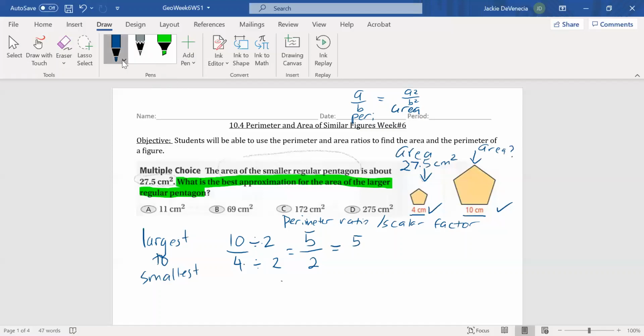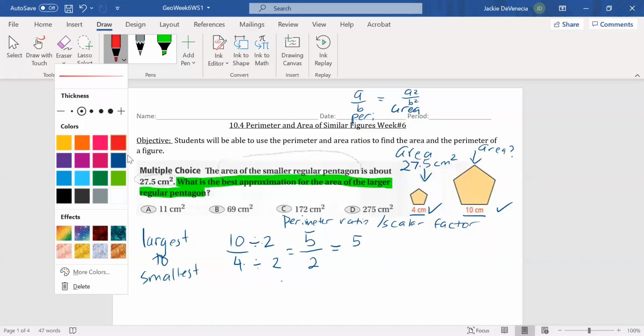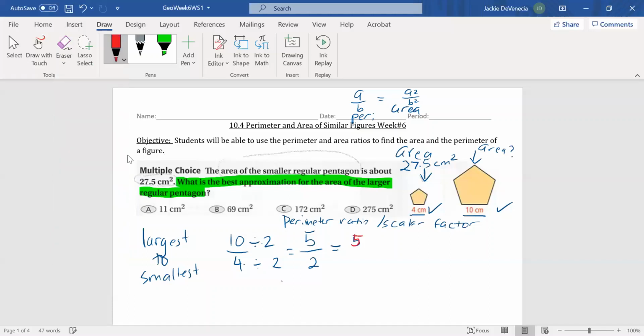The area ratio is going to be 5 squared over 2 squared. And if we go ahead and answer that, 5 squared is the same as 5 times 5, and 2 squared is the same as 2 times 2. You're going to get 25/4. Okay? So this would be my area ratio.